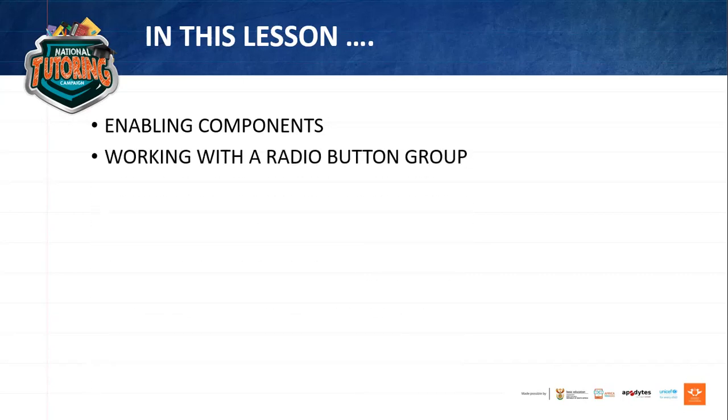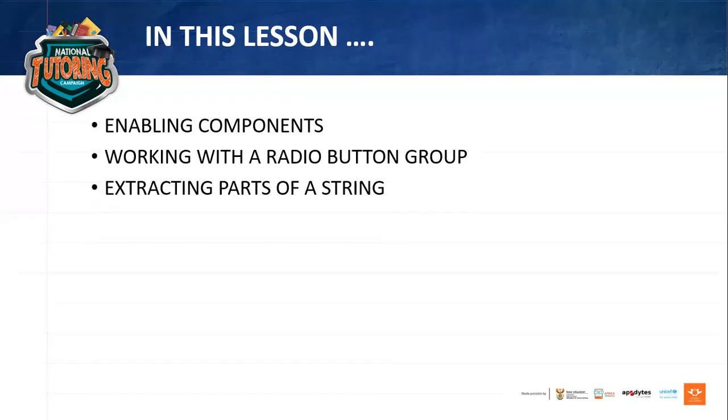Next, we're going to teach you how to work with a radio button group. Some students do get confused with a radio button group, so we're going to look at how we can iron out the confusion of what a radio button group is. You know what a radio button is, but a radio button group is something a little different. Then we're going to learn how to extract parts of a string, which we also covered last week, and I just briefly went through that again, and we're going to use the copy function to do that extraction.